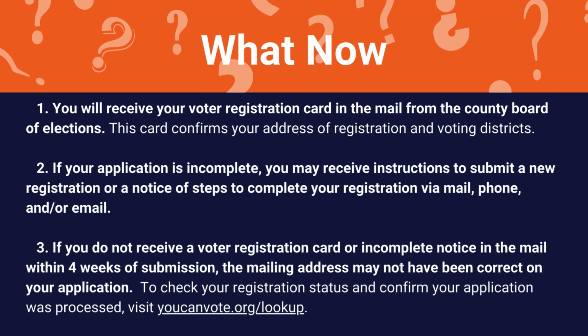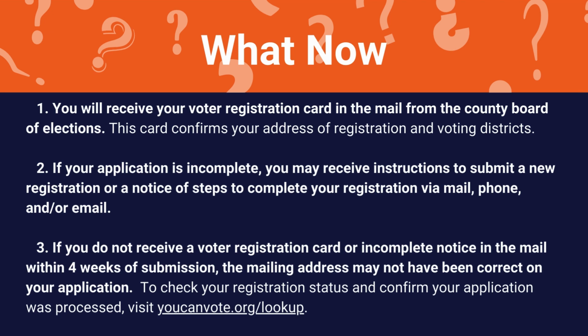Now here's what happens after you submit your form. You should receive your voter registration card in the mail. This card confirms that you are registered at the address listed on your voter registration form and includes which districts you will vote in. You do not need to bring this card with you when you vote. If your voter registration form is incomplete, you may receive instructions on how to submit a correct form or a new form, or a notice of steps to complete your registration through mail, phone, and/or email.